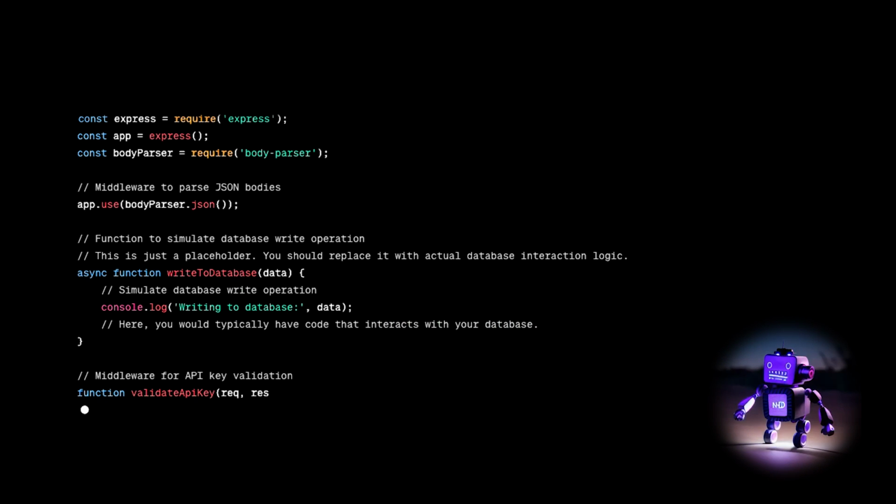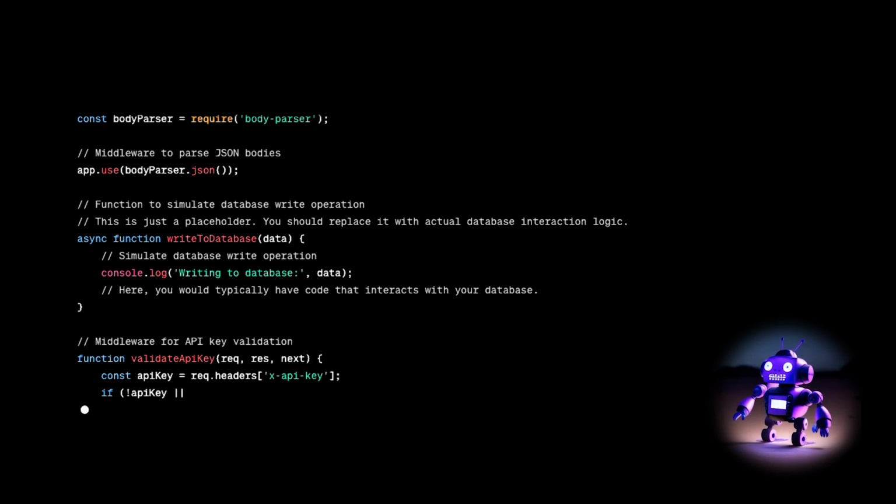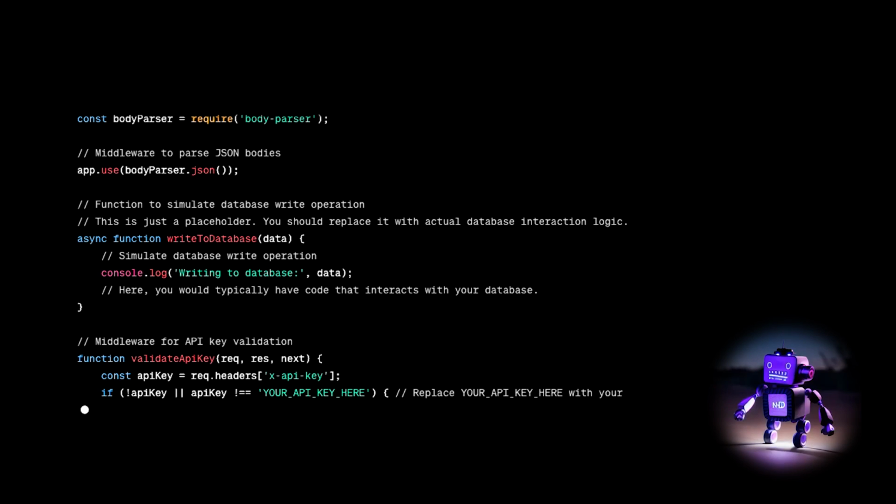Before delving into request handling, we define a fictional function, write-to-database, which simulates saving data to a database. While this function merely logs the data to the console in our example, it represents where you would include logic to interact with a real database. This step is about preparing for data persistence, emphasizing the importance of storing user inputs securely and efficiently.